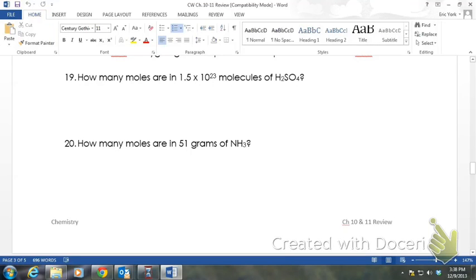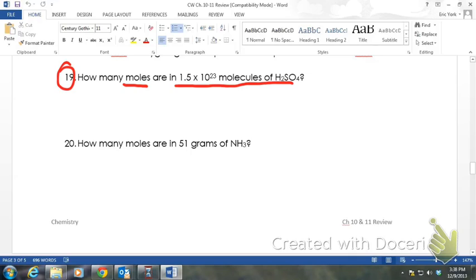Alright, so this is part 2 working on the classwork for the Chapter 10 and 11 review. So the first question we're going to start with is number 19. This problem, the question is asking for moles, and it gives us molecules of H2SO4.